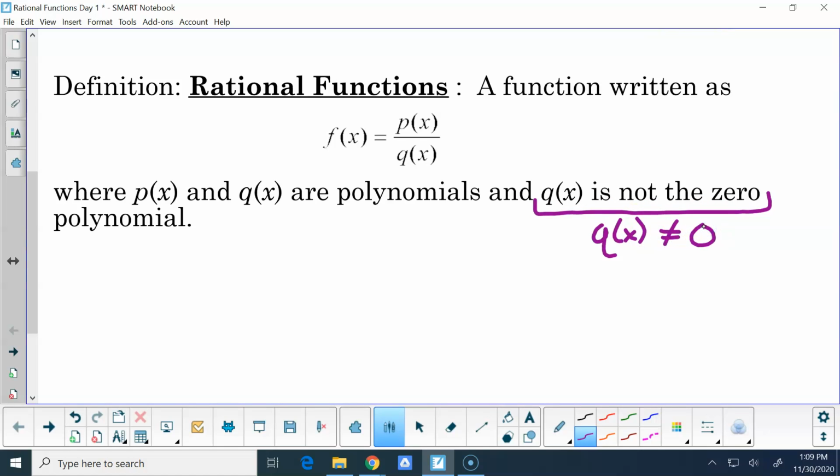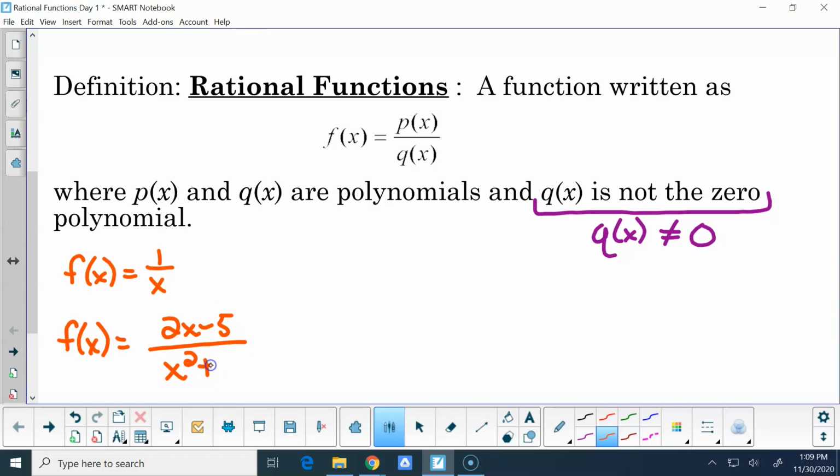Okay? So that's what that's saying right there, is this q of x can't equal 0. But some examples of rational functions would be 1/x. That's a function. Or a rational function, I should say. 2x minus 5 over x squared plus 4. That's a rational function. Okay?